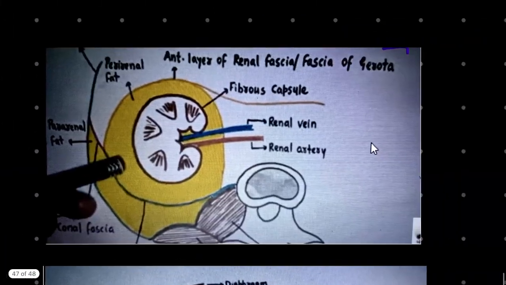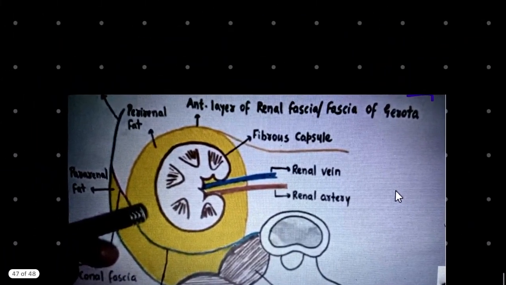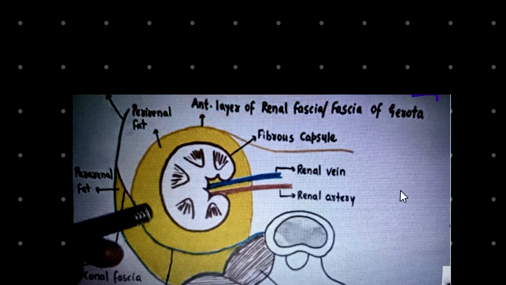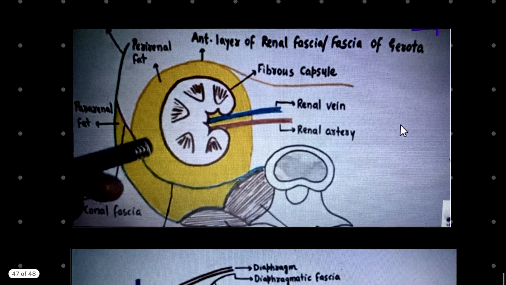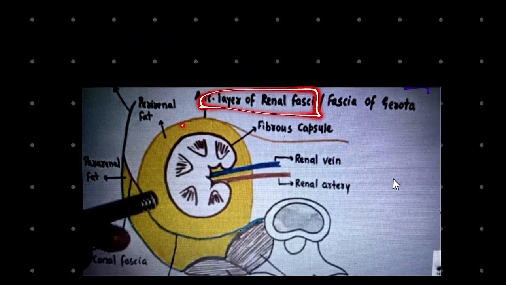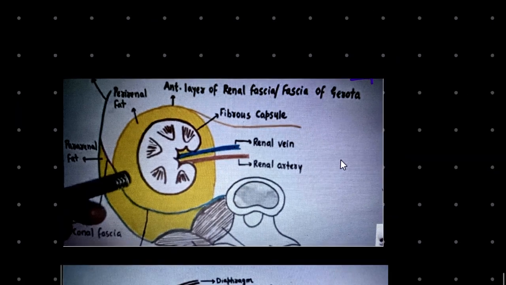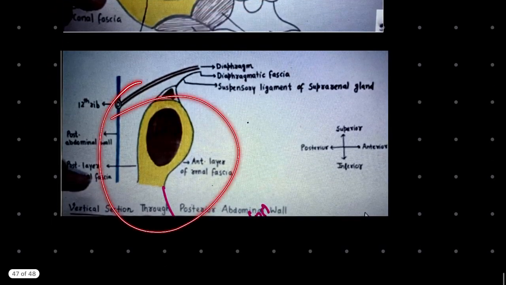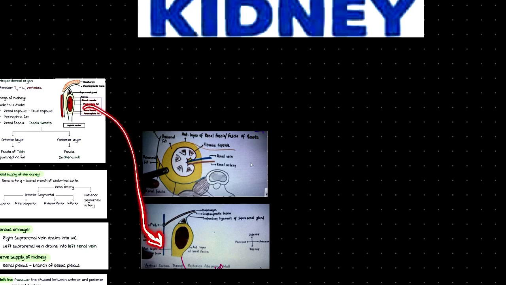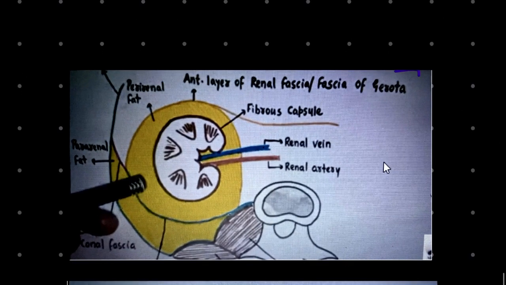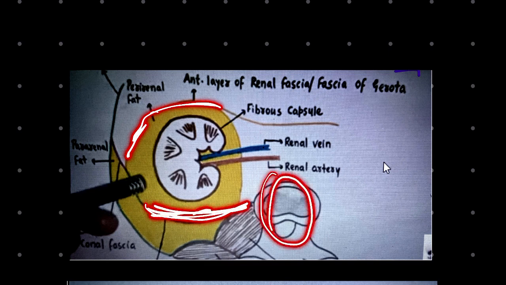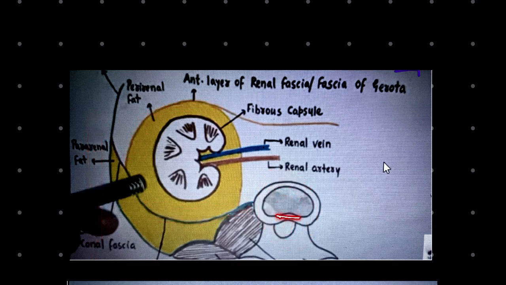Okay, now moving further. As you can see in this diagram, this is the anterior layer of renal fascia. And what is this? This is our transverse section. This was our sagittal section, right? These two sections were our sagittal section when we are cutting our body vertically, but this is our transverse section. We are cutting the body transversely. While cutting the body transversely, we have the anterior layer right here and the posterior layer right here, right? This is our medial and this is our lateral region. As you can see, vertebrae right here.